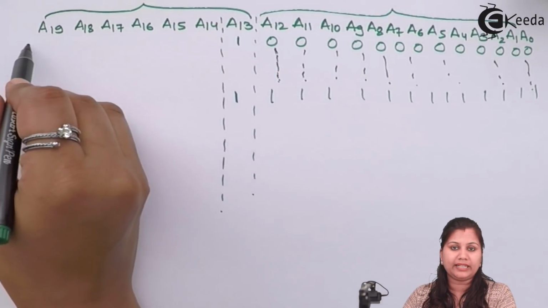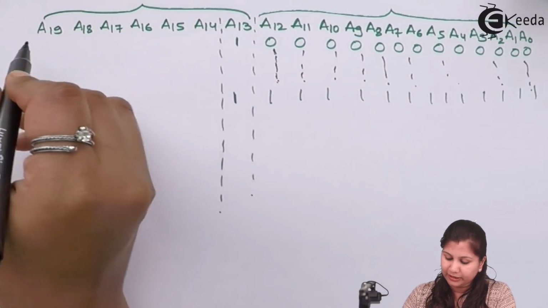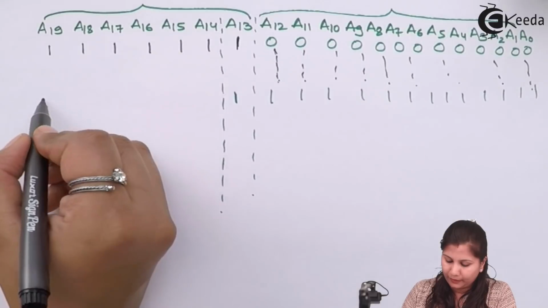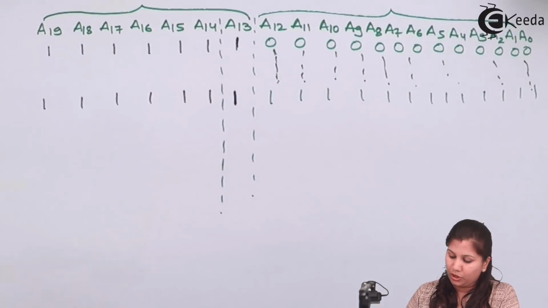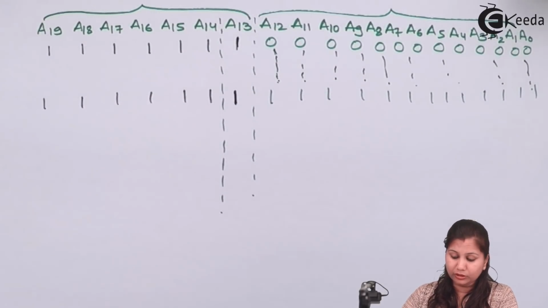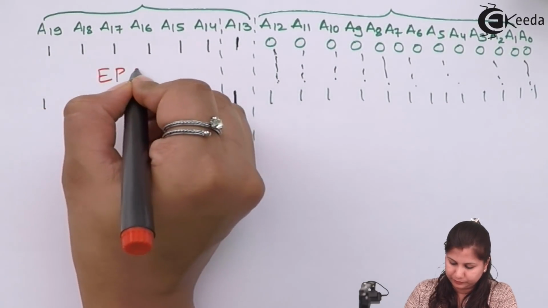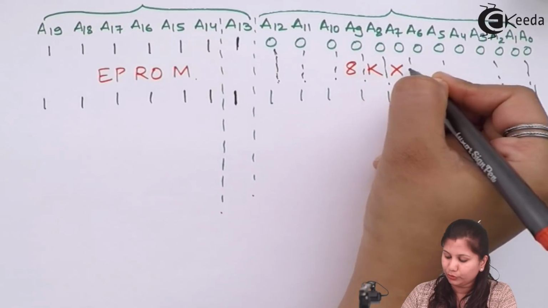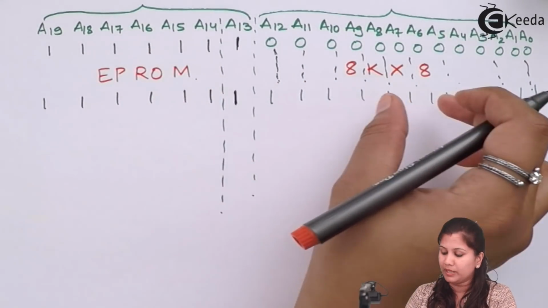Now these A13 to A19 we are using for the chip select signal, so A13 to A19 will be at logic 1, and this is all we are taking for the ROM. The ROM size is 8K into 8, because we are having two memory chips, each of 4 kilobyte of memory. So in total we have 8 kilobyte of ROM.